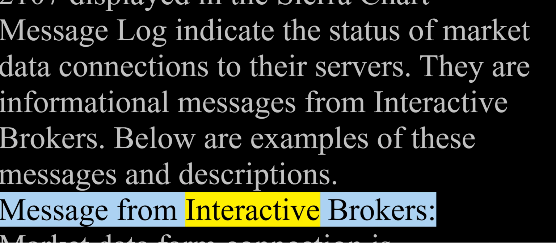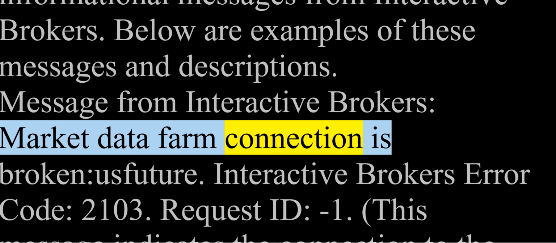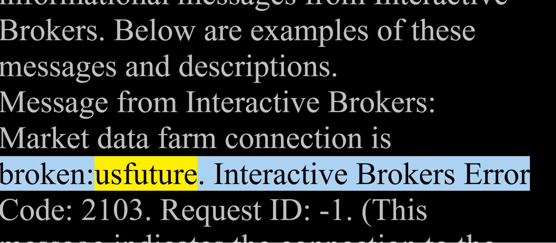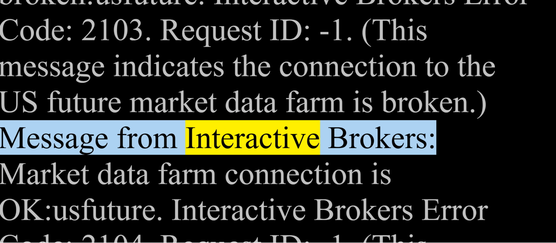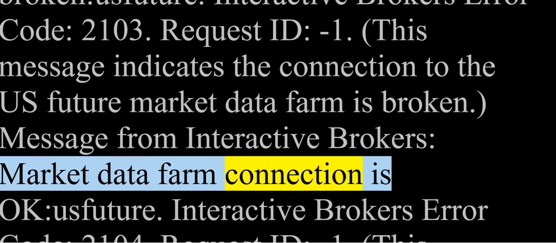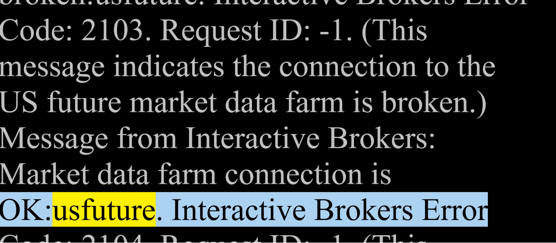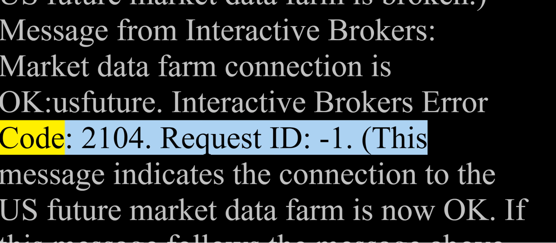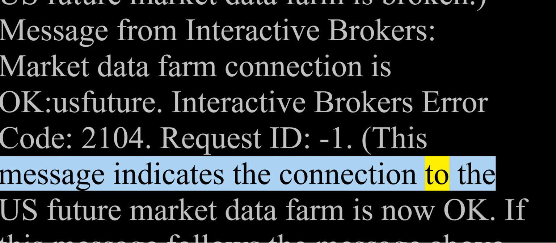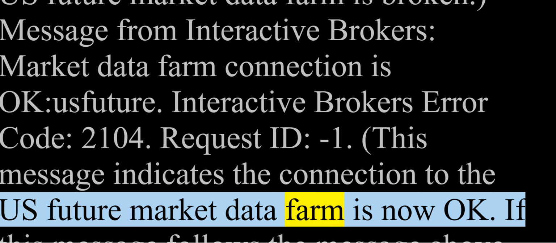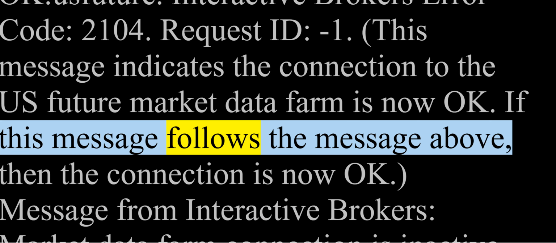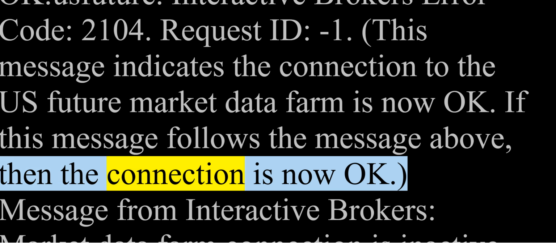Message from Interactive Brokers: Market data farm connection is broken. Message from Interactive Brokers: Market data farm connection is okay: Future. Interactive Brokers error code 2104, request ID -1. This message indicates the connection to the U.S. future market data farm is now okay. If this message follows the message above, then the connection is now okay.